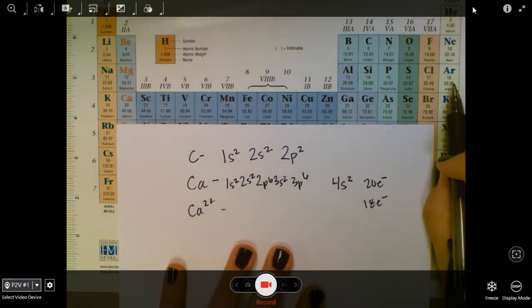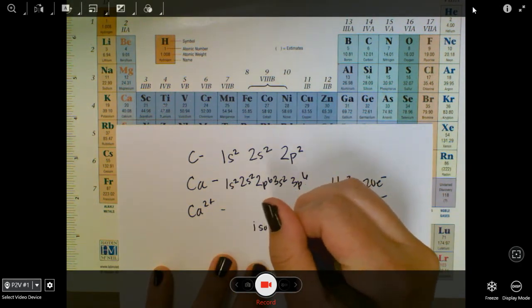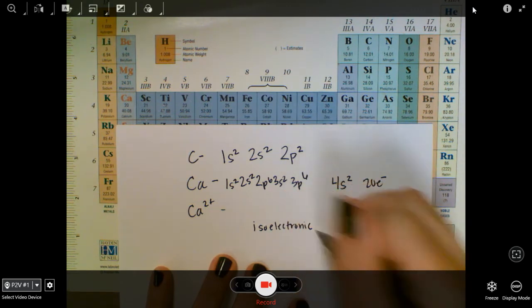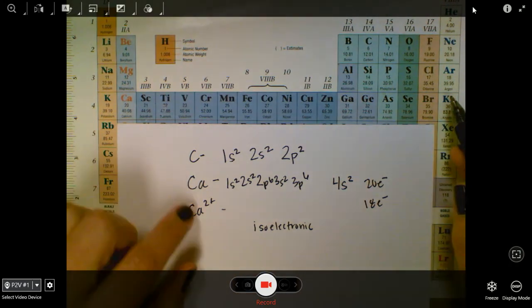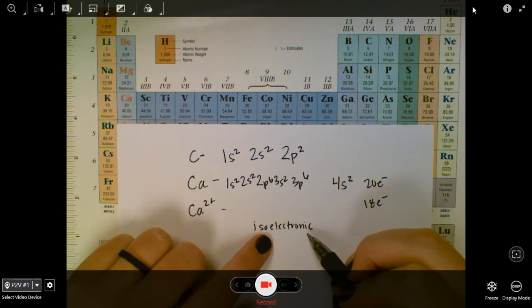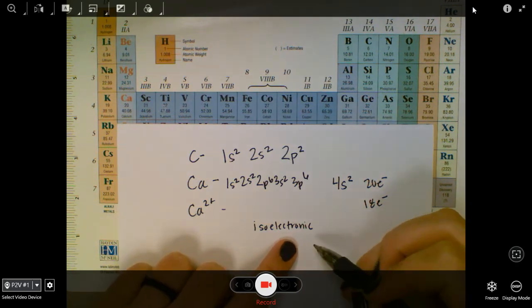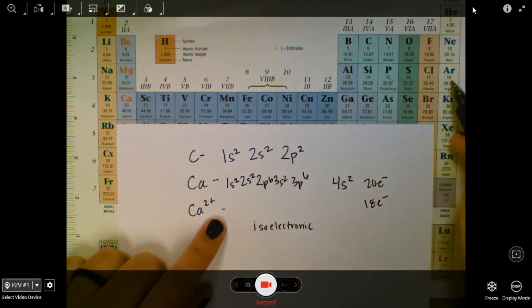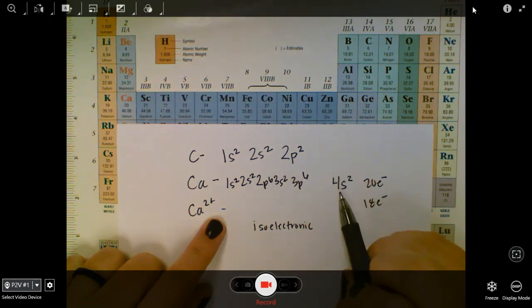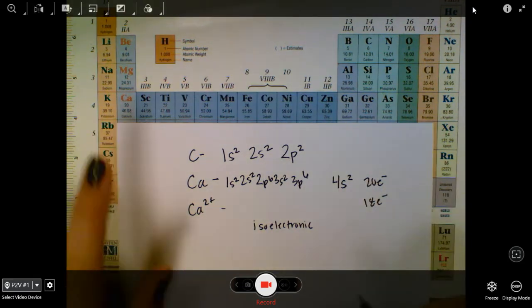There is a special name that we call elements that have the same number of electrons, and it is called isoelectronic. Again, isoelectronic means that argon and calcium 2+ have the same number of electrons. Iso means the same, electronic means electrons. So calcium 2+'s electron configuration is going to end up being just like argon's. If you think about the difference between calcium and argon, it's 2 electrons, and our 4s shell has 2 electrons in it as well.